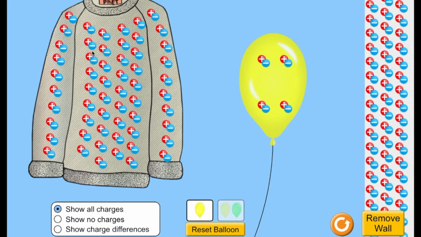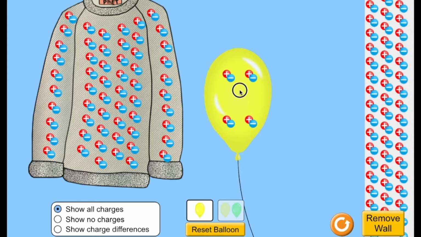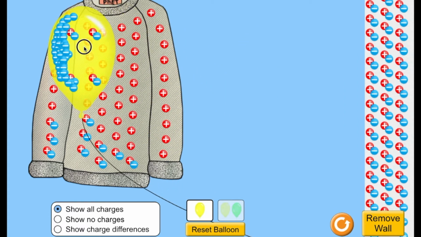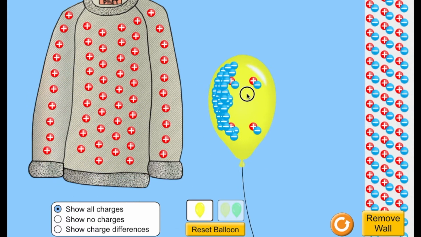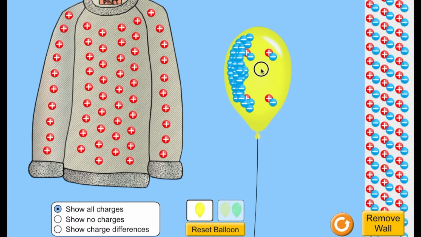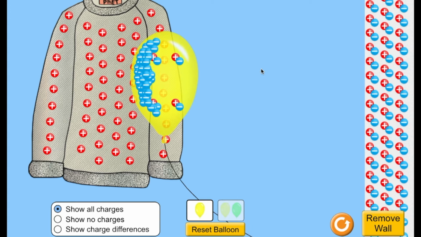Here's another nice wee example. We've got a balloon here. Now the balloon's got equal numbers of positive and negative charges on it, so it's electrically neutral. Overall it's neutral. It's got balanced charge on it. But if I rub that balloon on my jumper, electrons from my jumper go onto the balloon, and if I let the balloon go, it'll be attracted back to the jumper again.